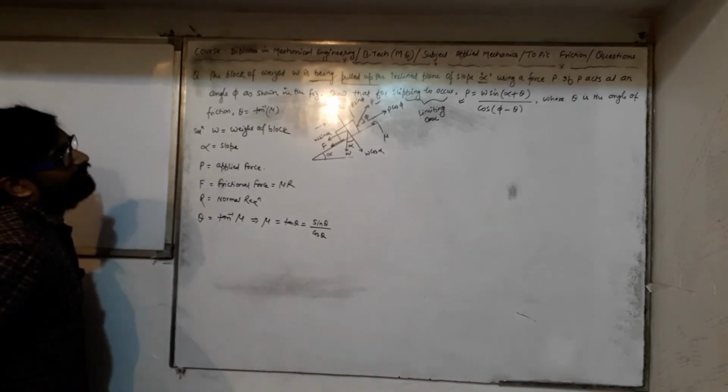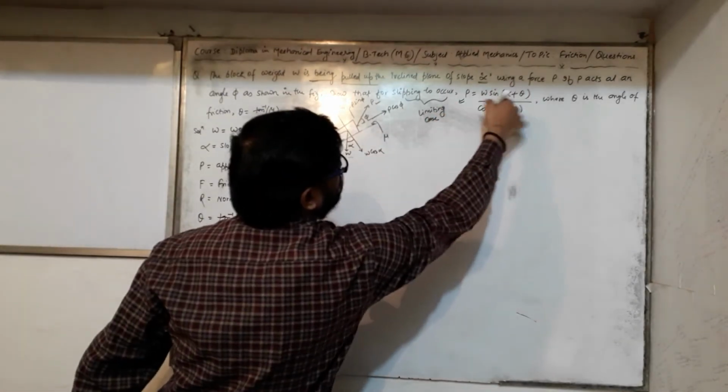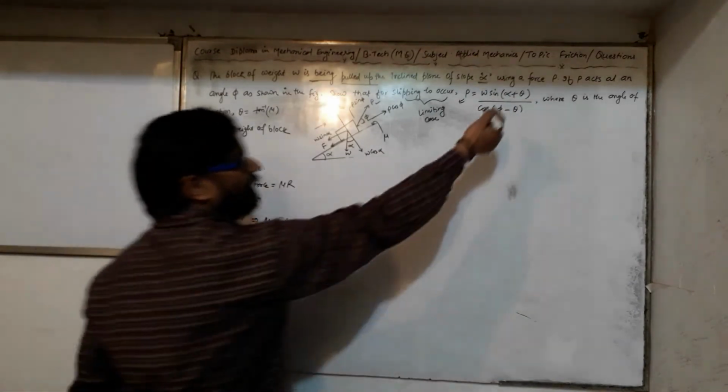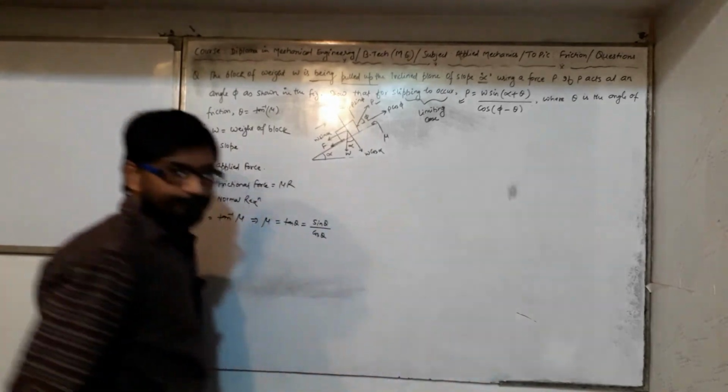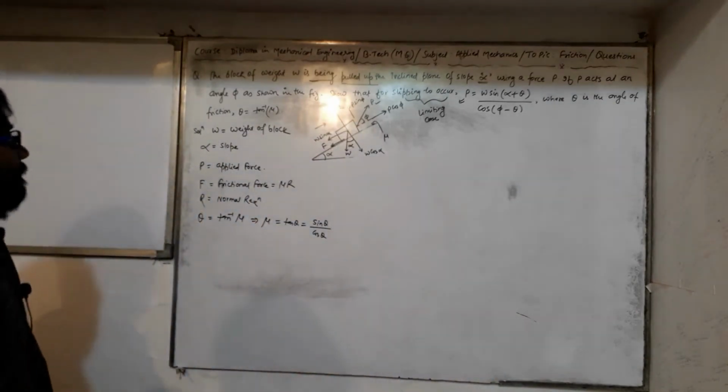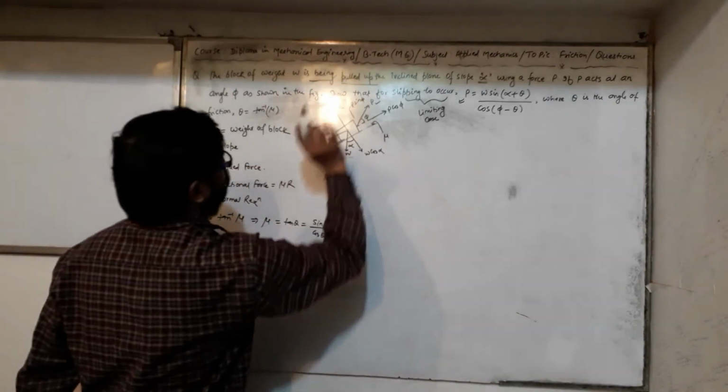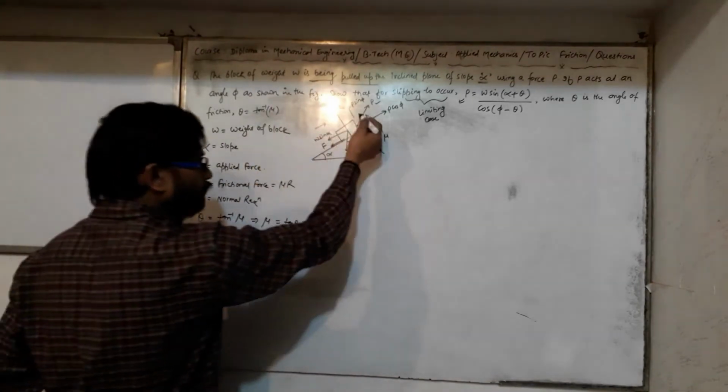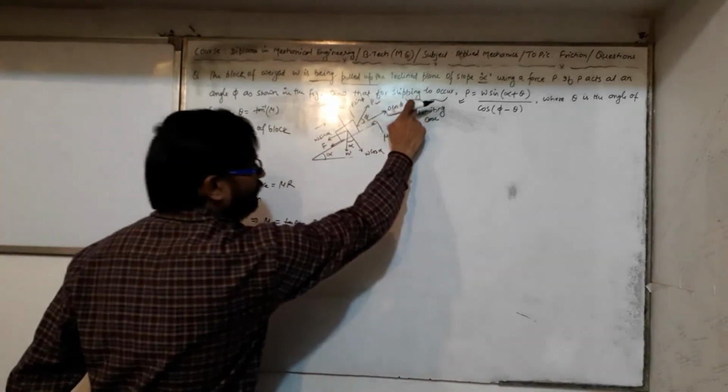During the evaluation of this expression, P is equal to W times sine of alpha plus theta, whole divided by cos of phi minus theta. So can I proceed? Okay. Since the body is about to move but not moving, this is the limiting case.